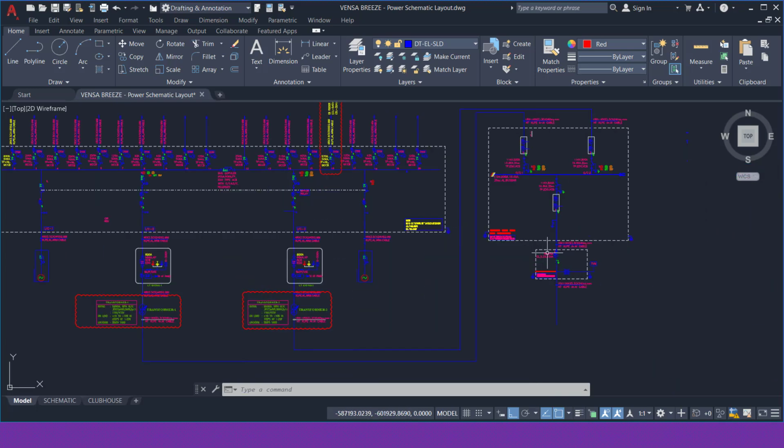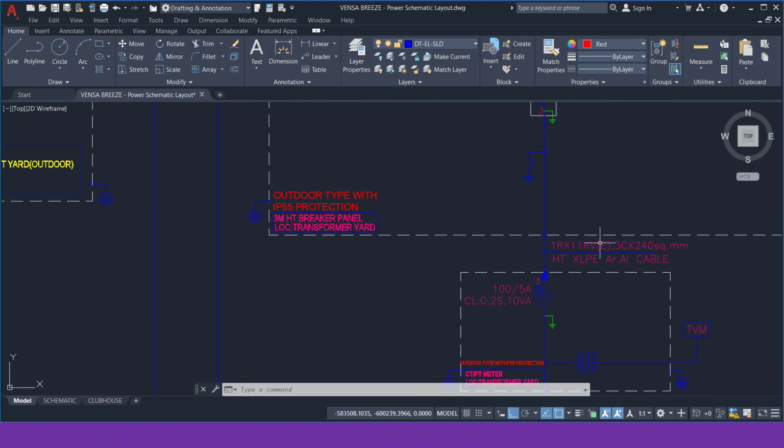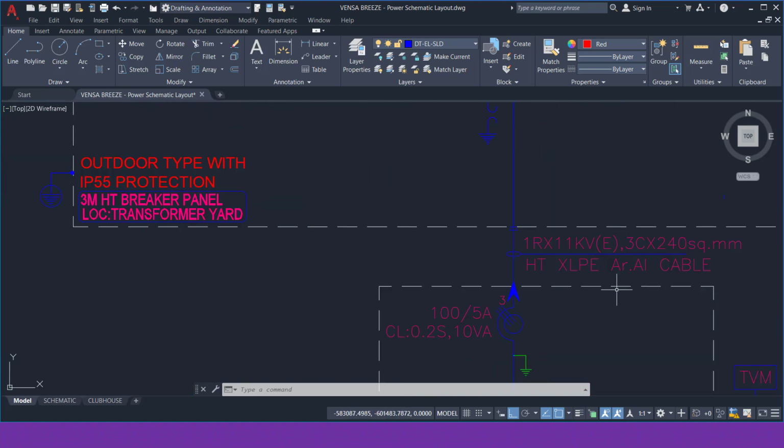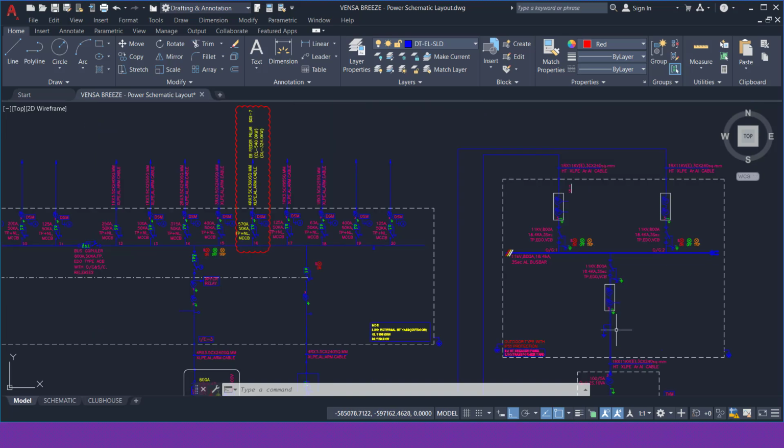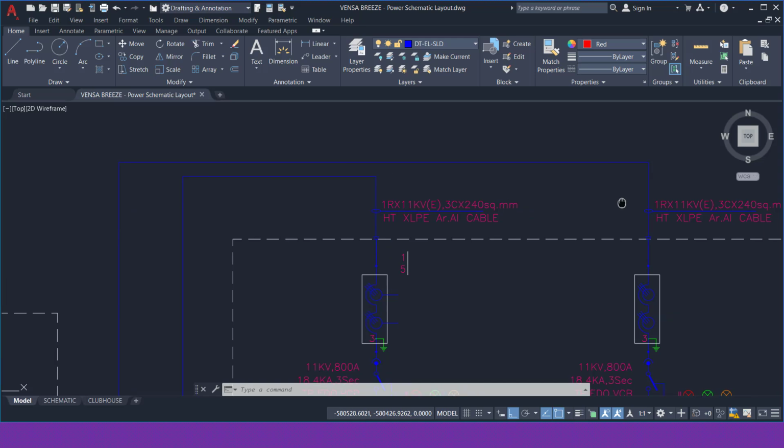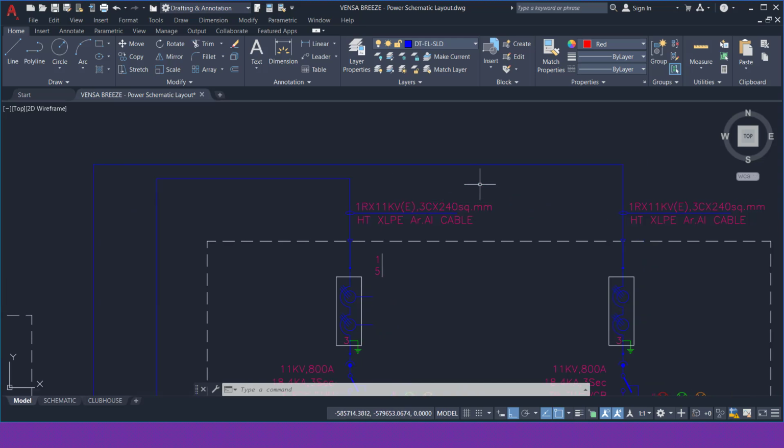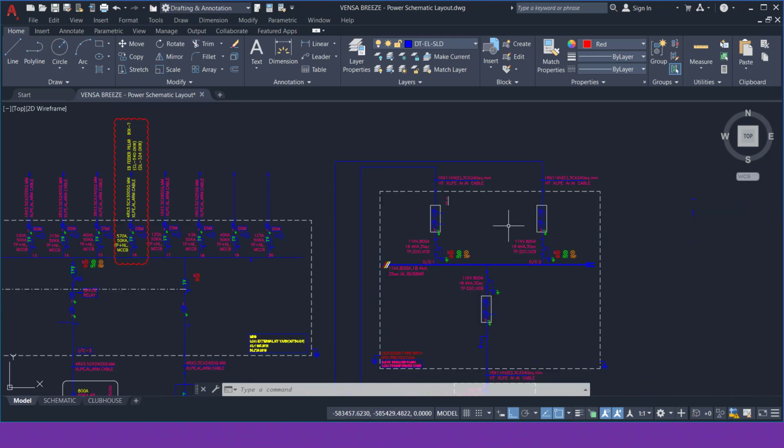If you observe this single line diagram, you can see the size of the incoming HV cable is 3-core 240 square mm aluminum cable. The incomer of the HT panel is the same. If you look at the outgoing, you can see the same cable there: 3-core 240 square mm XLPE aluminum armored cable. In LV distribution boards or LV panels, the size of the incoming cable will be more than the size of the outgoing cable. In this HT panel, the size is the same for incoming and outgoing cables.